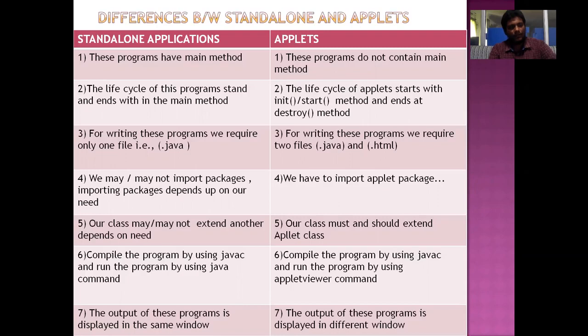And coming to the fifth difference between standalone applications and applet programs: our class may or may not extend another class. It depends upon our need. For example, if I want to show single inheritance, say class A, I will write the next class as class B extends A. And if I want to show any other inheritance, I will use the extends keyword and the class names, depending upon our need.